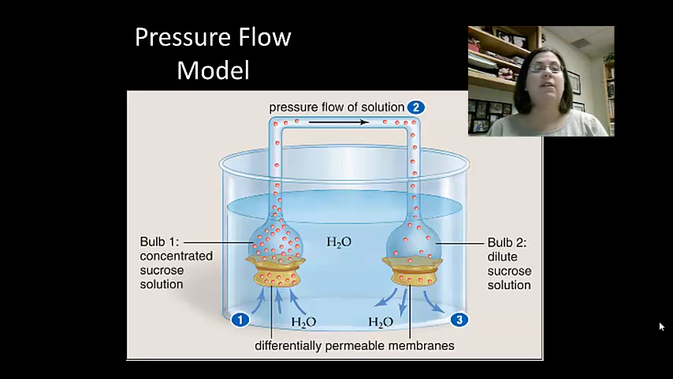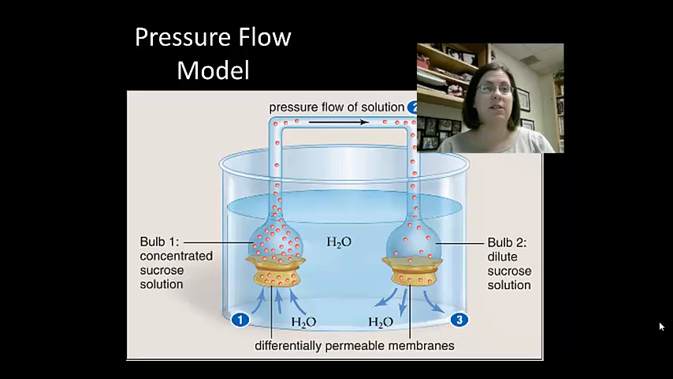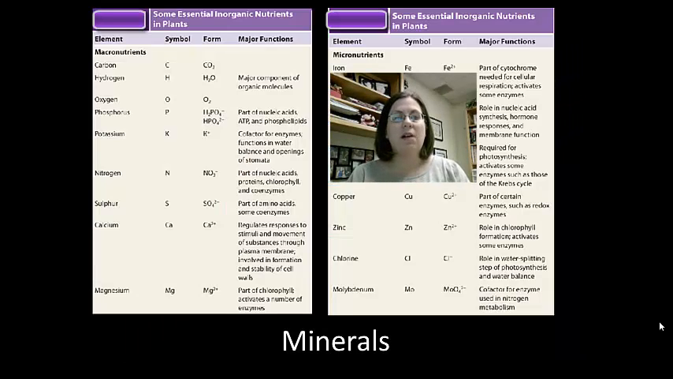Now remember, the source is the leaves. That's where the sugar is made. The sink is where they're going to end up going based on the requirements of sugar in other parts of the plant. Now, plants also need nutrients in the form of minerals to survive.